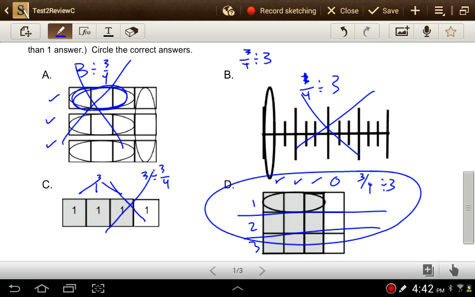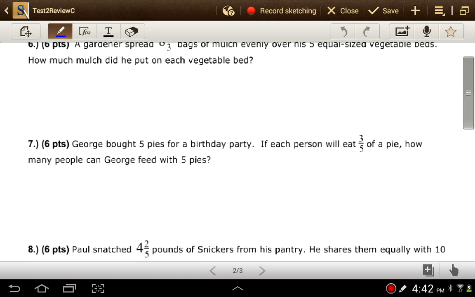Remember, B is not an answer because I broke each section into 3, which would not be how I would illustrate that. Okay, I'm going to move on to the next page.